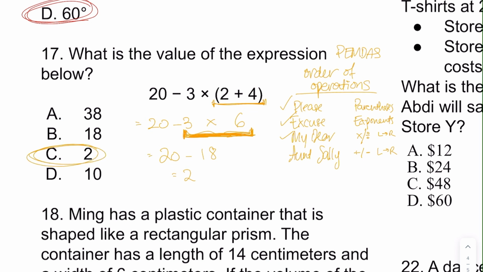If you got anything else, that means you messed up the order of operations. You have to make sure you follow this order if you want to get the correct answer. And for the order of operations, or PEMDAS, you have to follow this order. You can use, please excuse my dear Aunt Sally, to help you remember that.